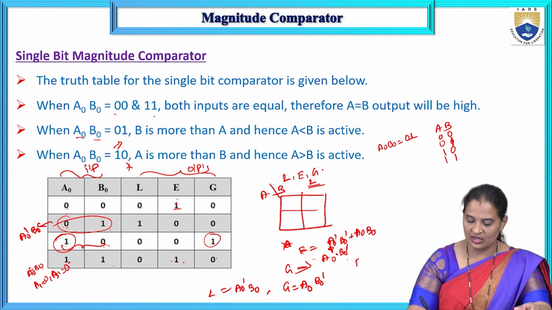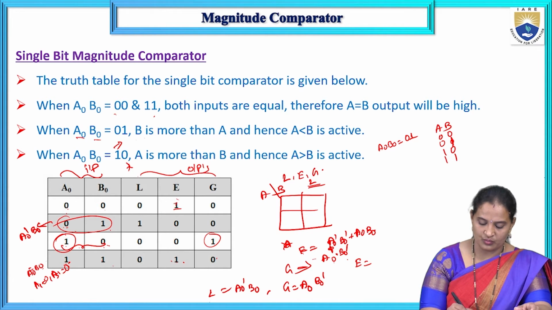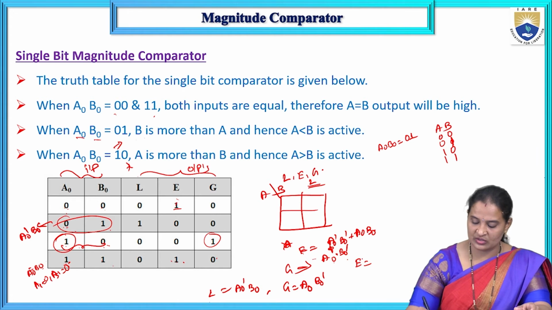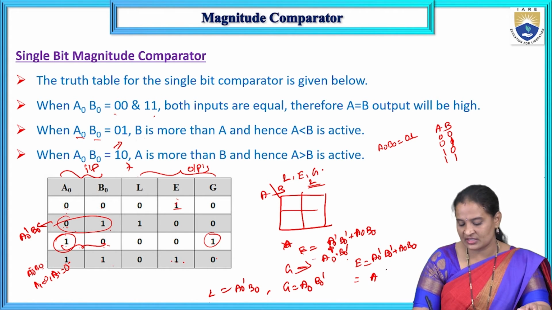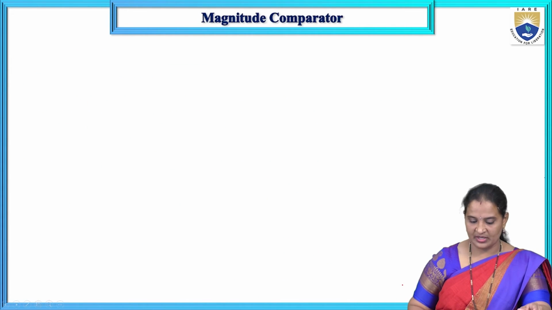And now coming to the equal to output. For two combinations the equal to output is 1: A naught 0, B naught 0, and A naught 1, B naught 1. So equal to is A naught complement B naught complement plus A naught B naught. This is the equation. I can also write it as A XOR B whole bar, or A XNOR B. So this is the output equation.